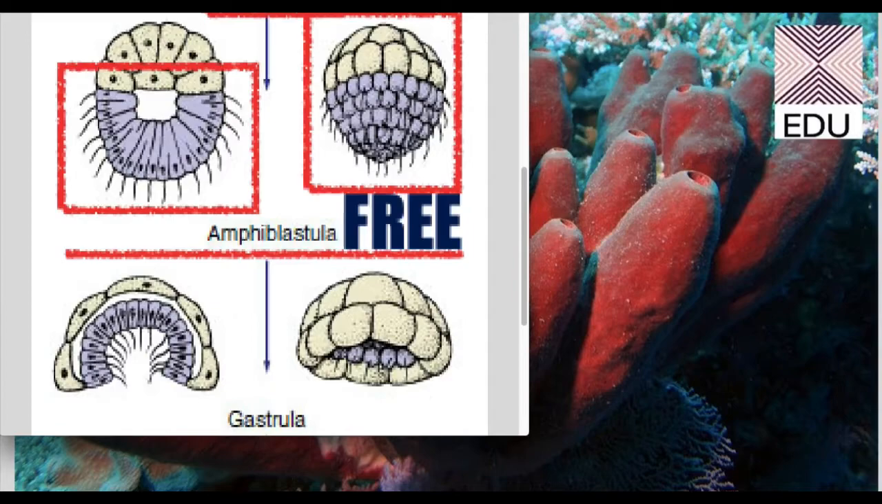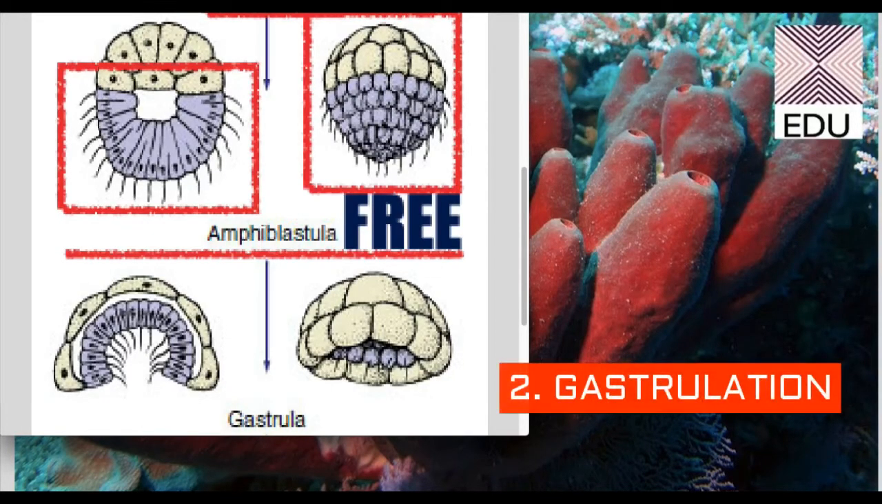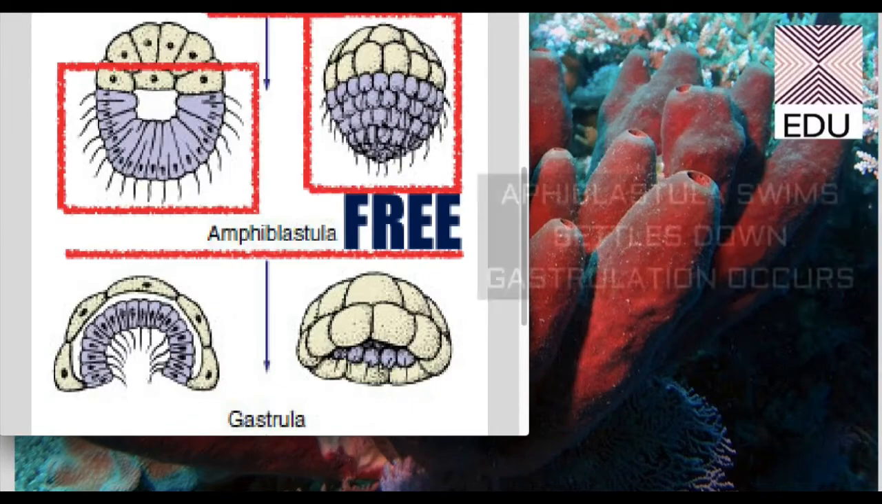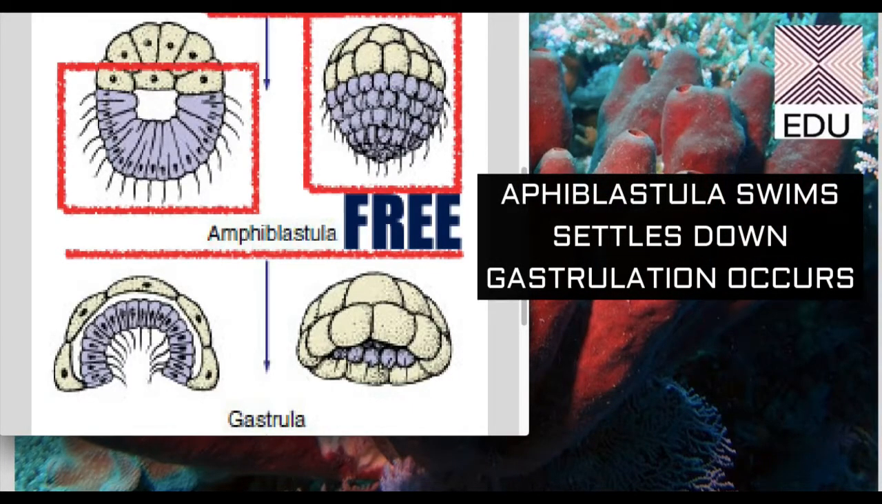Now this free amphiblastula enters into the second phase of the larval period, which is the gastrula formation. This amphiblastula moves freely out in the water, and at last it settles down and attaches to the substratum. This attachment provides a stimulus for the gastrula formation.